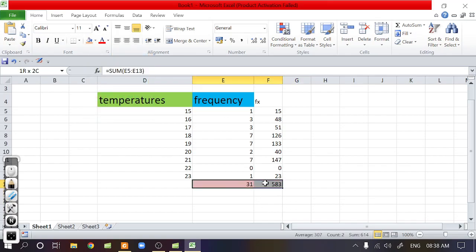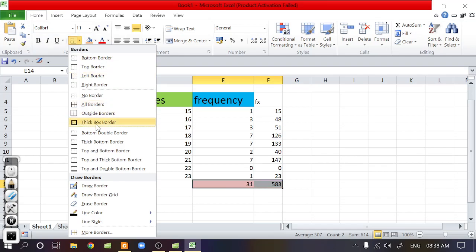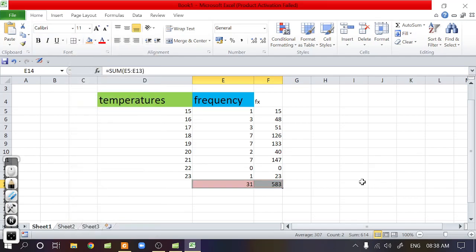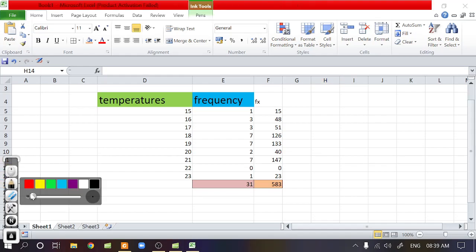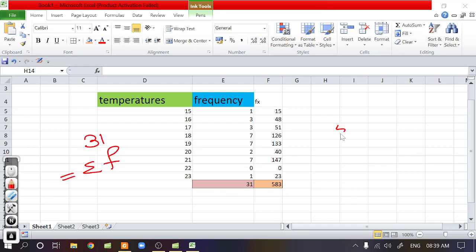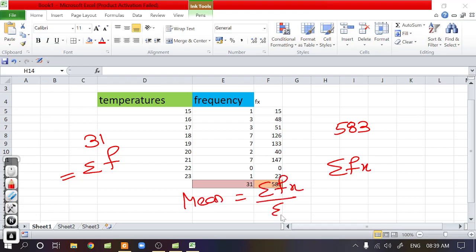Okay, so these two are important things for us. All borders will be put. So this is the sigma f value, 31 is the sigma f value. I'll just show you that one second. So here if you see, Akshita, this 31 is there, no? 31 is called sigma frequency, and 583 is there, no? That is sigma fx. So if you want the mean, we'll do sigma fx by sigma f.